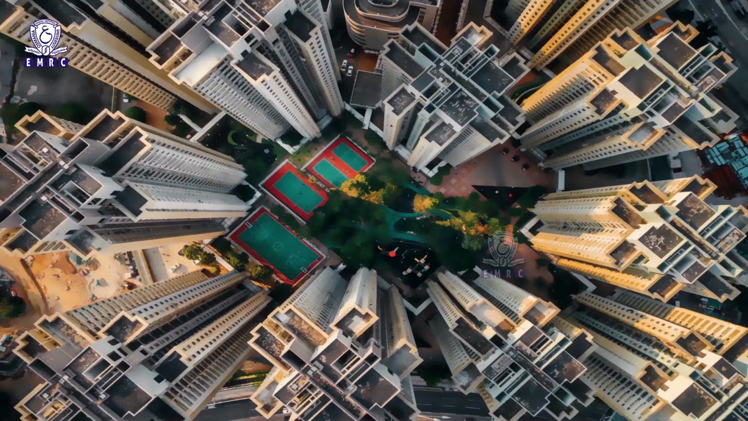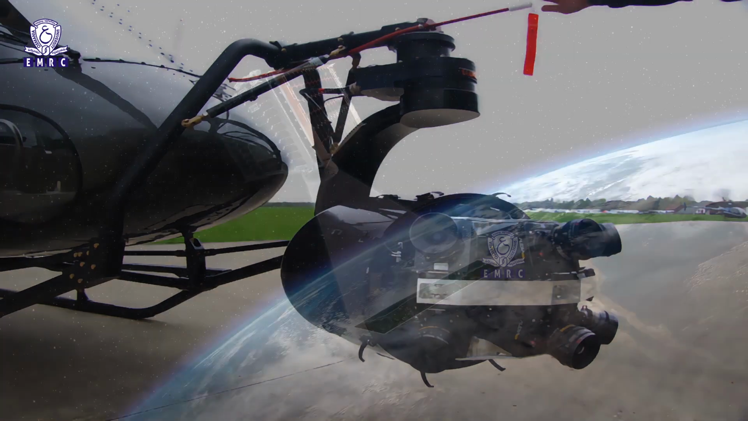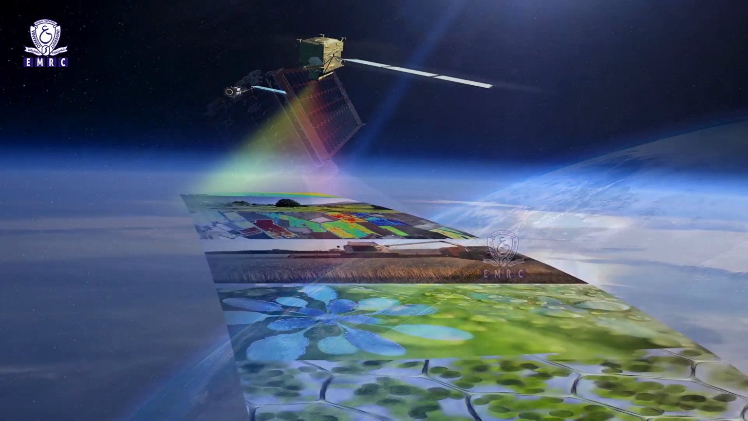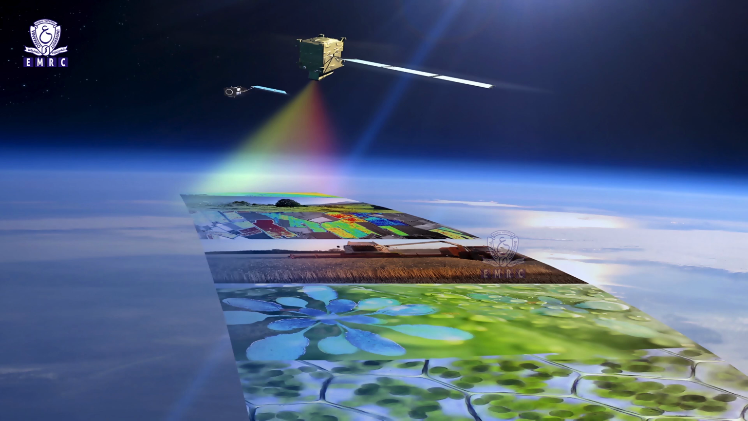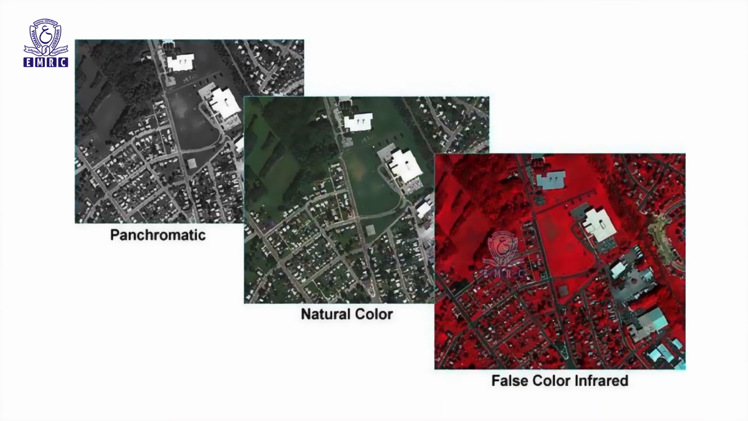The aerial photographs may be black and white or may be colored. It depends upon the camera used in the aircraft. The pictorial data products provided by satellites are called satellite images. These images are taken generally by sensors which use both visible and invisible portions of the electromagnetic energy. The satellite images can be black and white or can be colored.